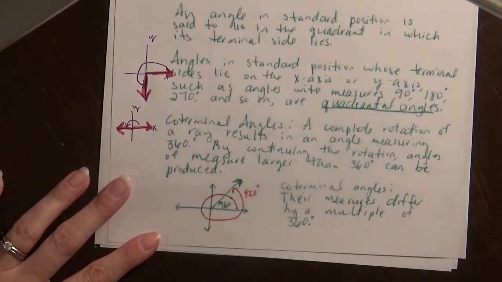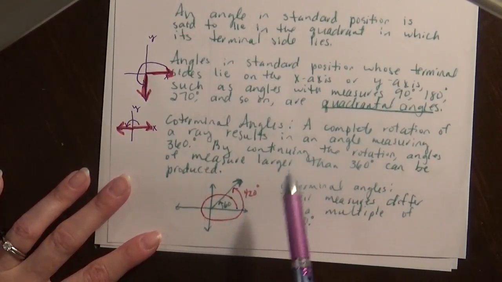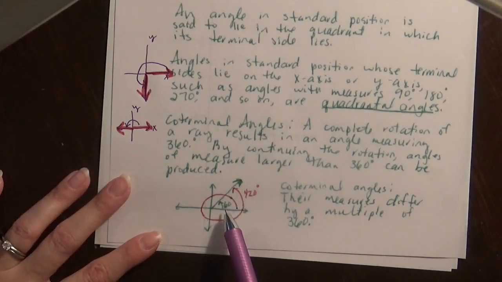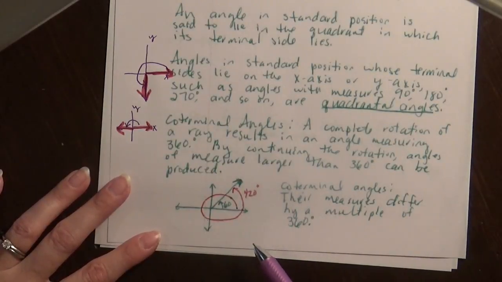So with coterminal angles, their measures differ by a multiple of 360 degrees. So in this example, the 60 degree angle and the 420 degree angle are coterminal angles. Their difference is 360 degrees, a full rotation.